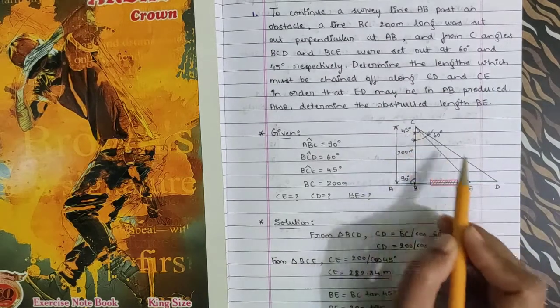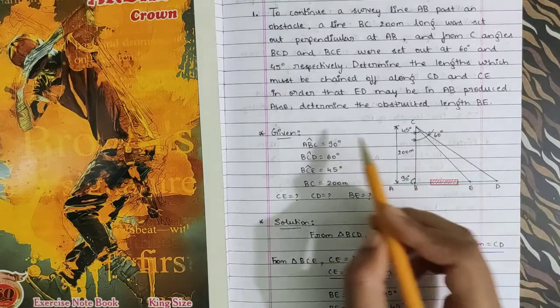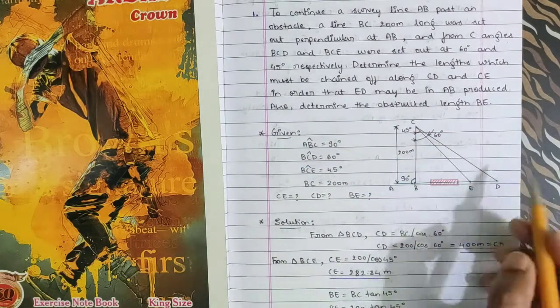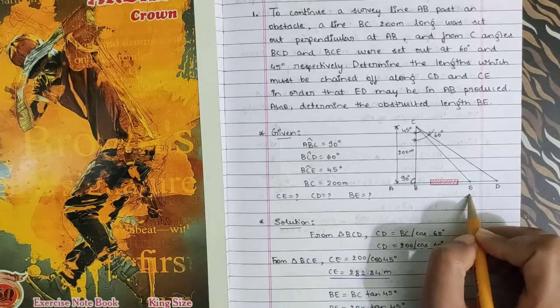So they have asked us to find out what is the length of CD? What is the length of CE? And they have also asked us to determine the obstructed length BE.